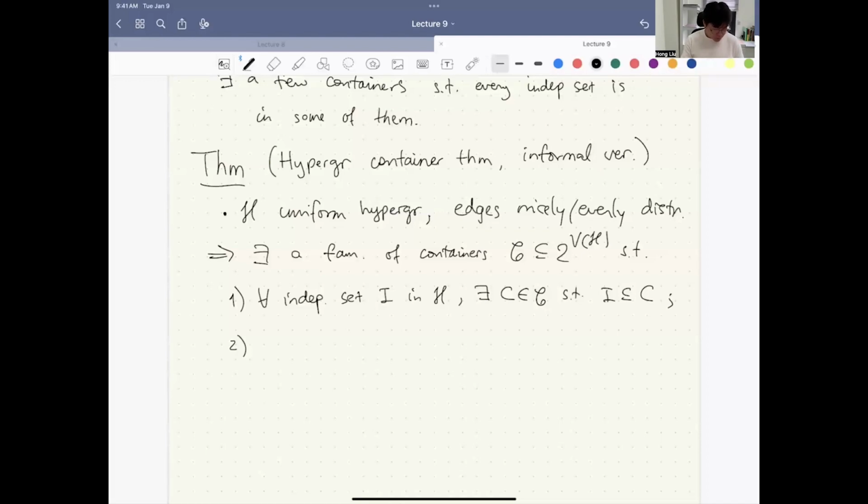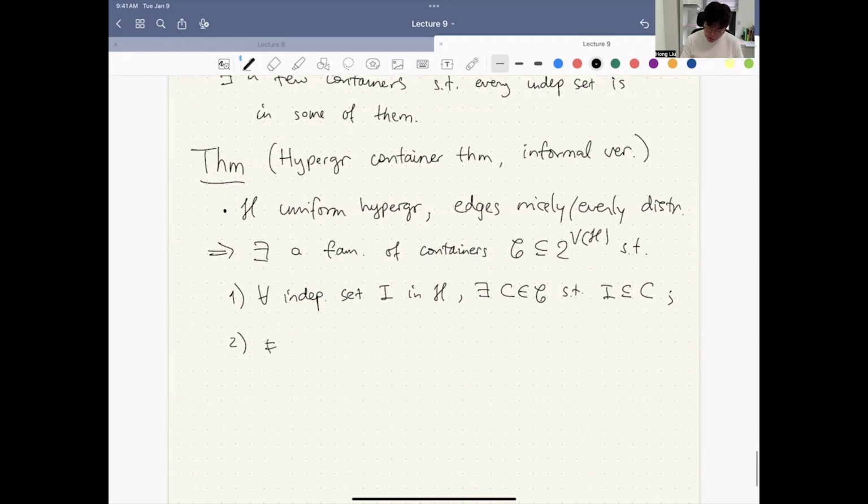So second of all, we need to say the number of containers is small. We don't want too many containers. Otherwise, for each independent set I, you take a container. That's useless, right? The number of containers is small.